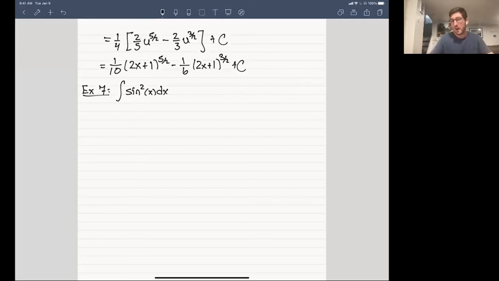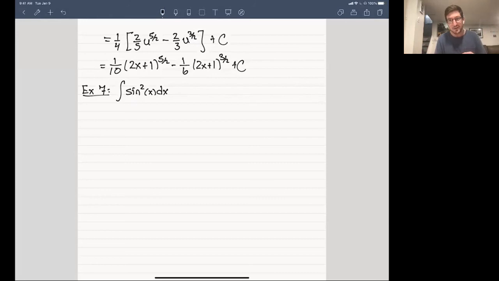Okay, this one's not great, right? It doesn't really seem to be anything to substitute for, right? It's not sine squared of some function of x. It's just sine squared of x. If I substitute for x, I just get u is equal to x, I get du. It's not helpful. What the heck do I do here?